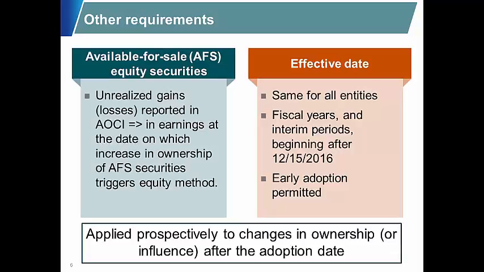So Casey, to transition to this ASU, first of all, the board affirmed the proposal that the changes would be applied only prospectively to increases in ownership level or degree of influence occurring after the effective date of the change. The board also affirmed the proposal not to require that entities provide disclosures in this period that the change is adopted. For effective date, the board decided all entities should apply this update in fiscal years beginning after December 15th, 2016, including interim periods within those fiscal years, although entities will have the option of early application.